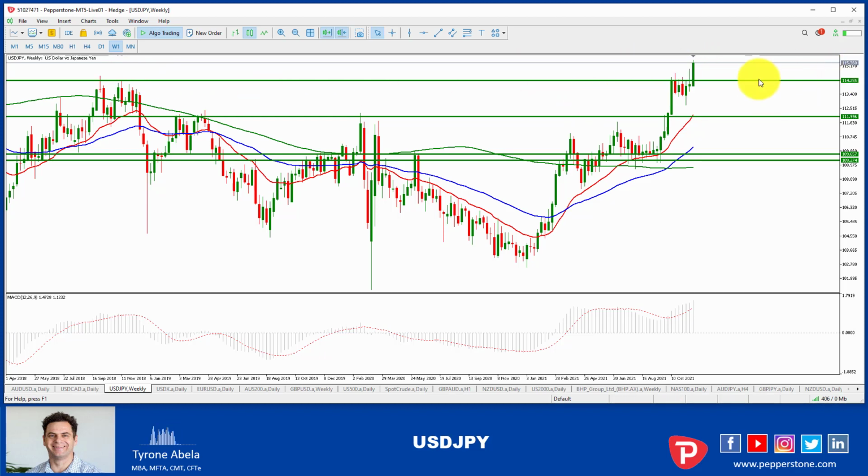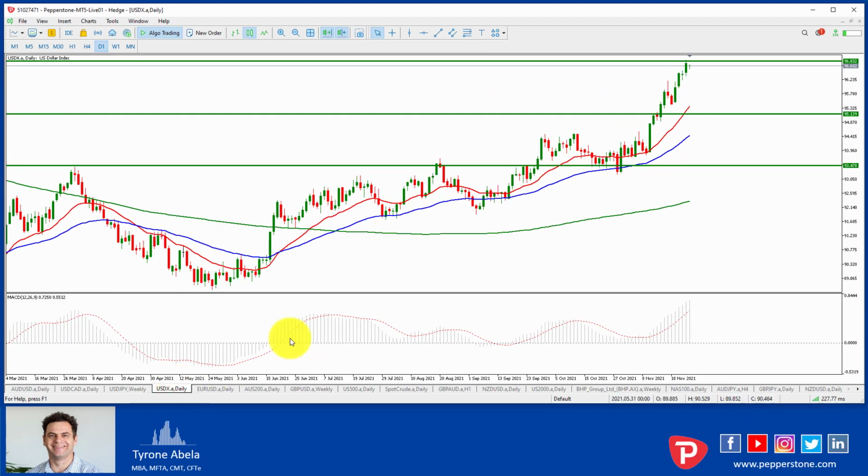Anything above probably 115.20 would be ideal, but it really needs to stay well above this noise here. This level needs to be broken. This is a weekly chart. No mucking around on this one. It's very serious. So we know it's a serious level if it gets broken, and that's the key for the US dollar yen. All right, dollar index, the all-important dollar index, looks very, very, very strong.